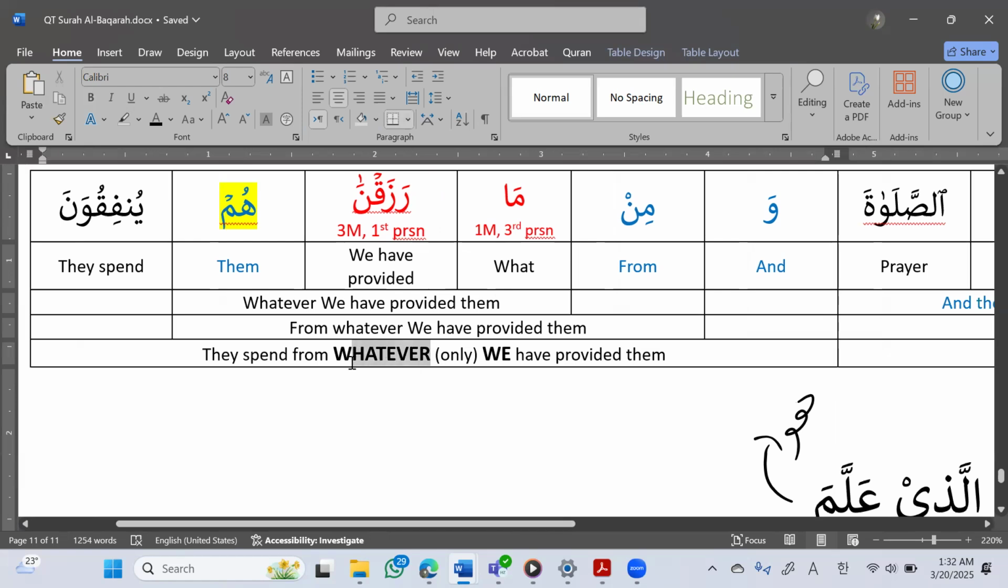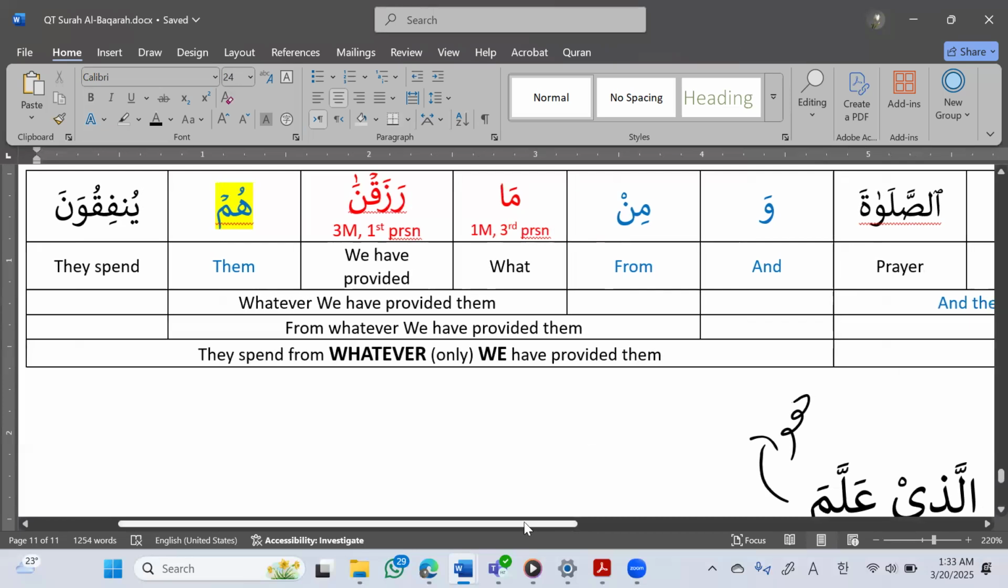And then also when we think about it, okay, I have less, I have very little with me, but I still spend from it. So that's behind the whatever as well. Oh, this is very cool, mashallah. It means even if it's less or more, we spend from it. Yeah, mashallah.